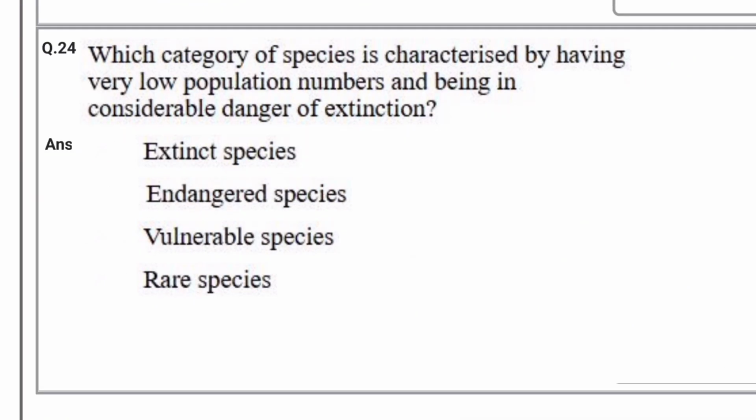Let's see the next question. Which category of species is characterized by having very low population numbers and being in considerable danger of extinction? Options are: extinct species, endangered species, vulnerable species, rare species. For this, the correct answer is endangered species.